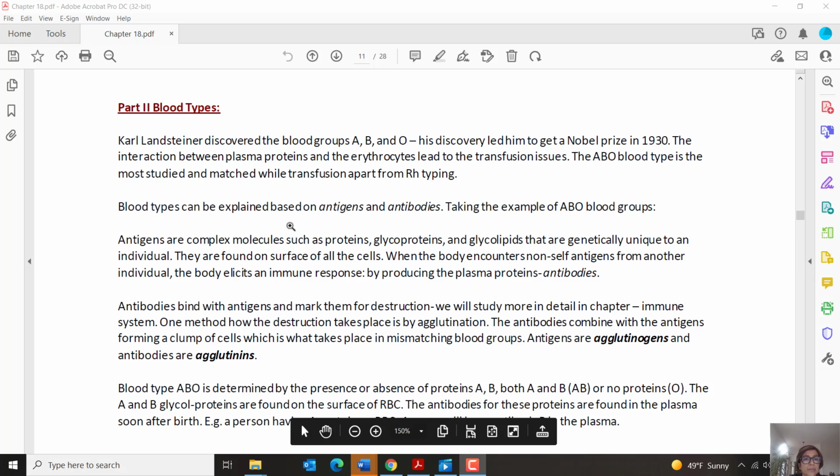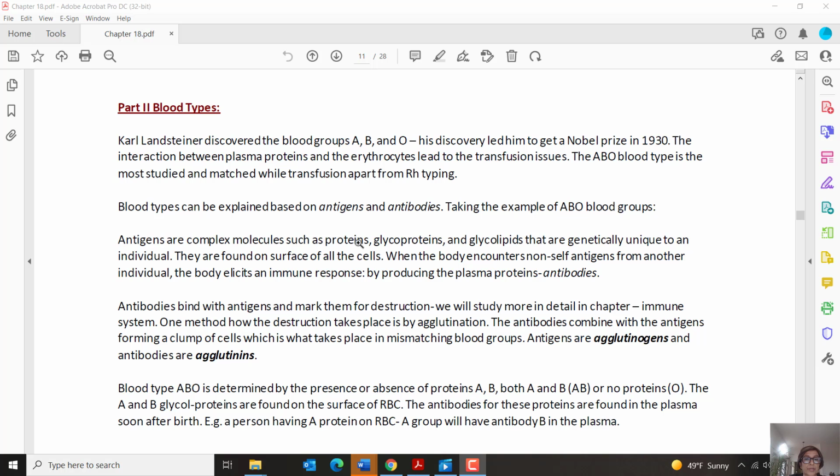Blood types are explained based on antigens and antibodies. Antigens, in this case for the ABO groups, are found on the red blood cells. These are proteins found on red blood cells. And people are also born with antibodies which can react with the antigens. These antibodies are proteins found in plasma, right? So we have antigens on the red blood cells and antibodies in the plasma.